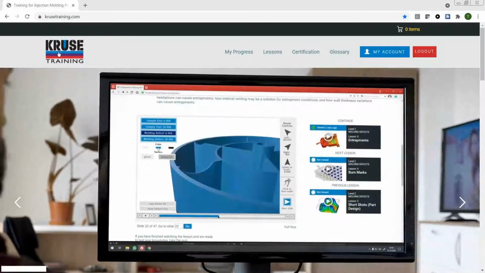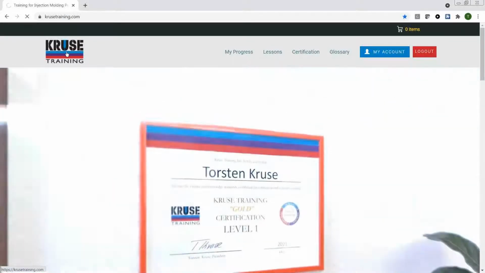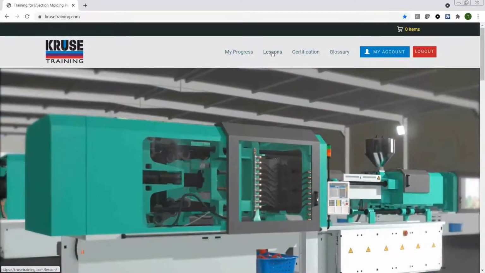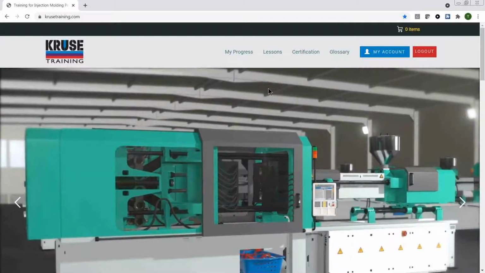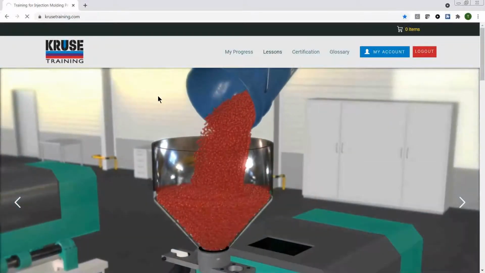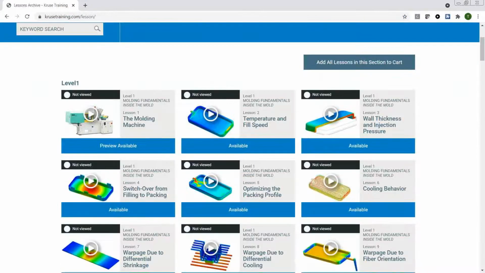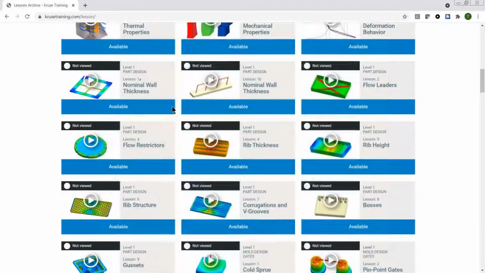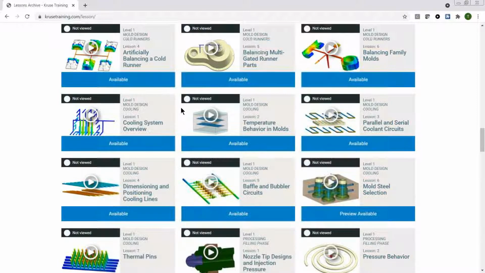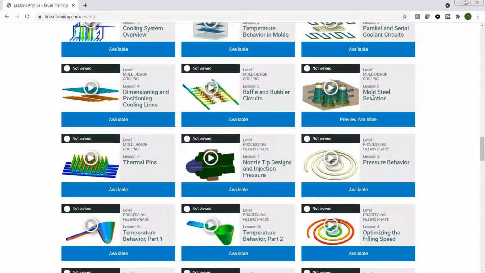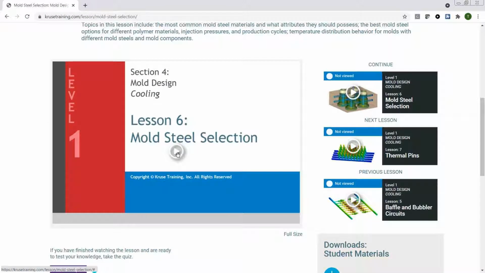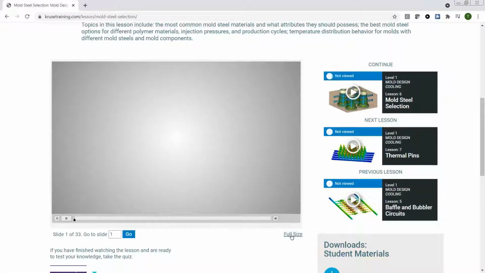I'll navigate through the website here quickly and show you how to get to these lessons. So when you have a login, and you're fortunate enough to have a login, then we really can go to our lesson plan, and let's focus on the lesson for the mold steel selection. Currently, as you can tell, we have a bunch of lessons already. We have about 96 now. And let's go to the mold steel selection lesson. We will click on Start, and let's get moving.